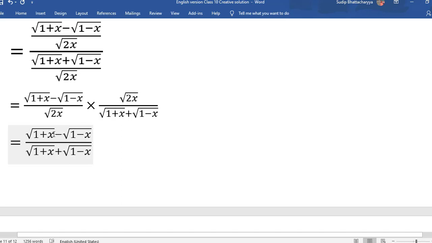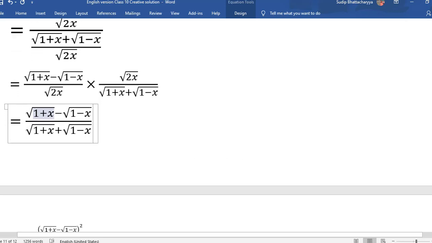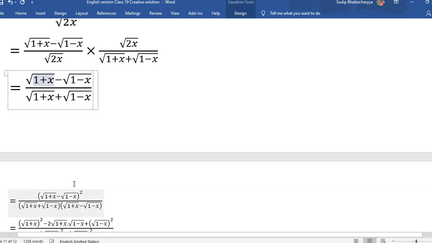So we have to multiply both the numerator and denominator with root over 1 plus x plus root over 1 minus x. If we multiply this, we have to multiply root over 1 plus x minus root over 1 minus x and divided by root over 1 plus x plus root over 1 minus x.